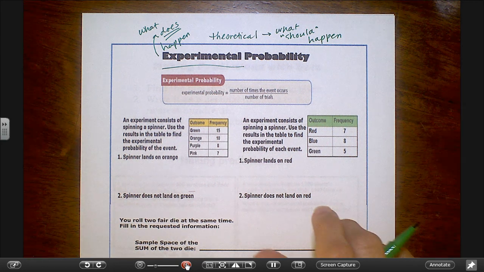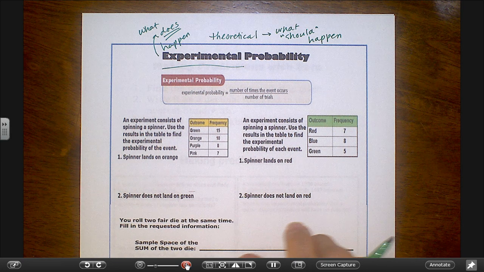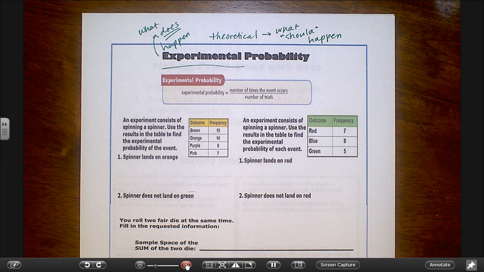So in theory, when you flip a coin, it should be a 50-50 chance that you land on heads or tails. But in practice, or in experiment, you can flip a coin 10 times and land on heads every single time. And so you're sort of defying theoretical probability with your experimental probability. So today we're just talking experimental probability.